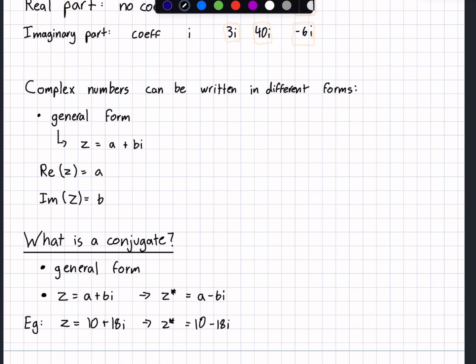We say z is equal to a plus bi, with a being the real part, referred to as Re(z) = a, which basically denotes that the real part of the complex number z is a, and we refer to the imaginary part as Im(z) = b, which states that b is the imaginary part of the complex number z. The general form simply states that the complex number z is equal to the real part plus the imaginary part.